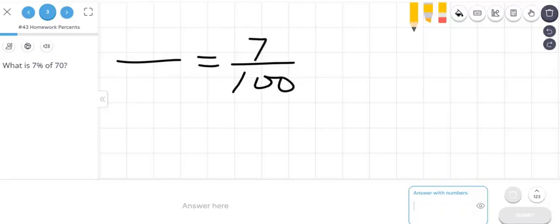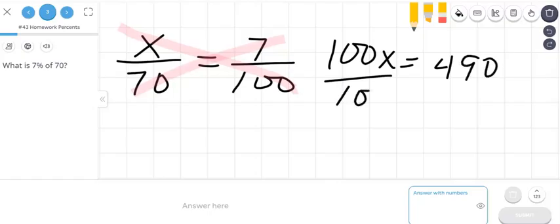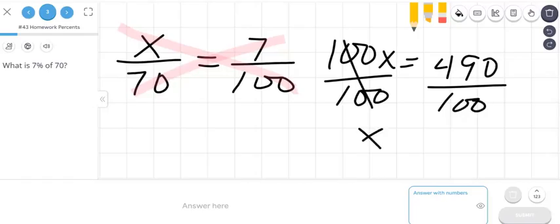So 7% is over of. Now we do our cross products. 100 times x is 100x. 7 times 70 is 490. Divide by 100. We get 4.9.